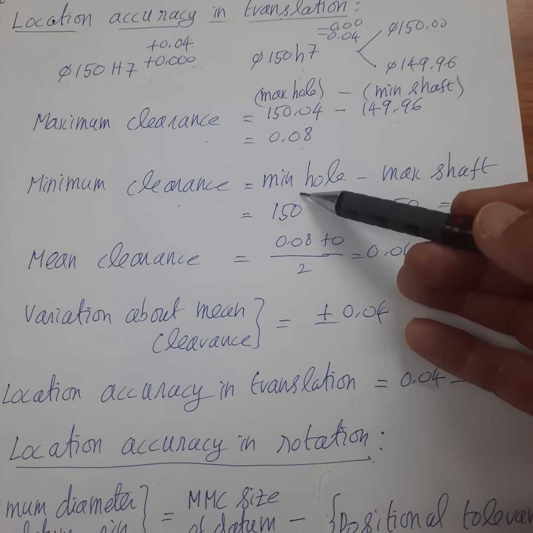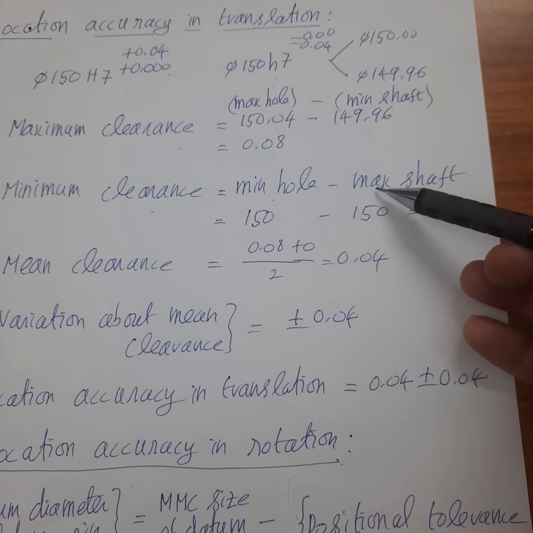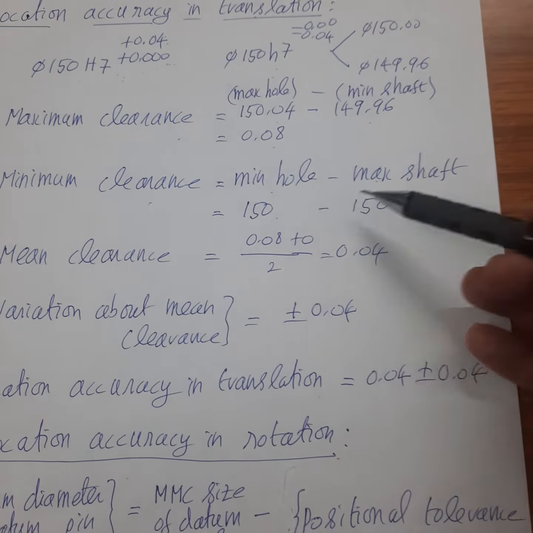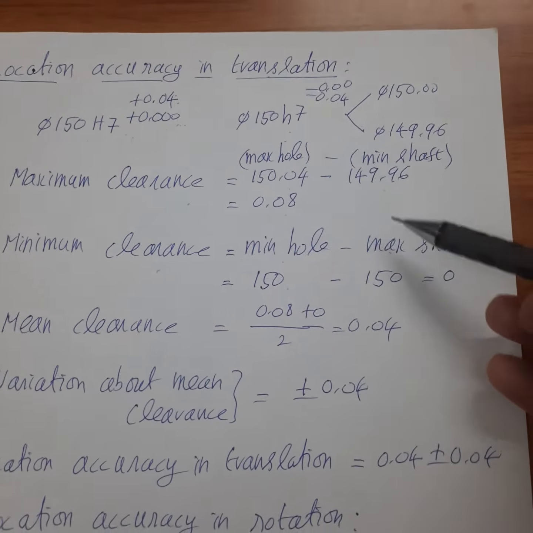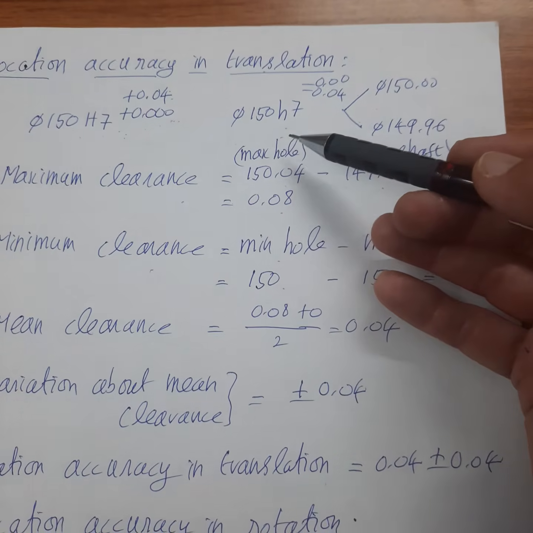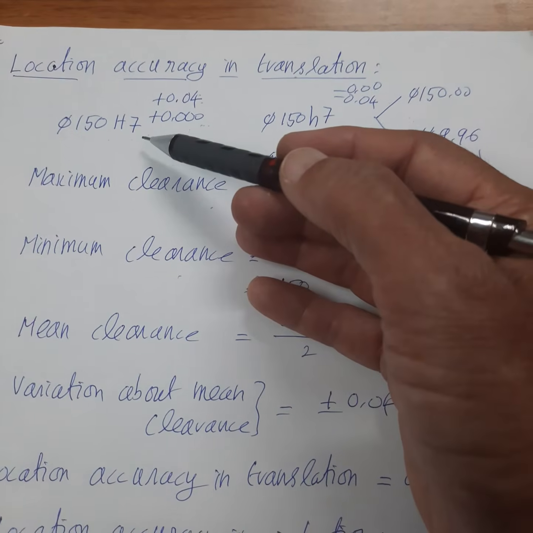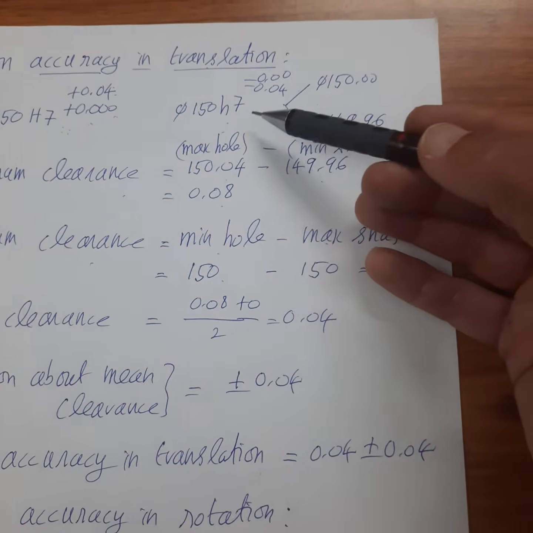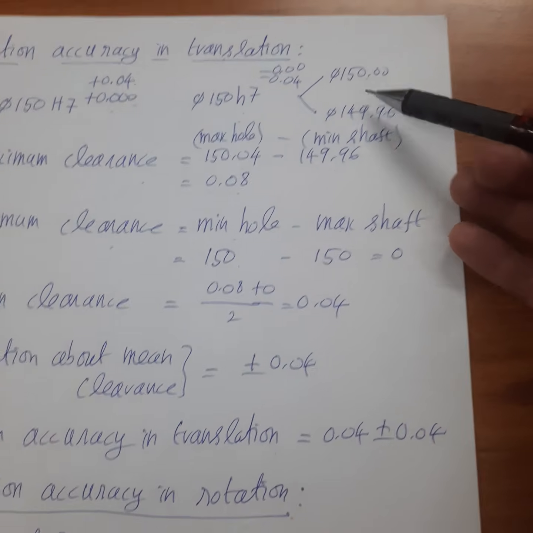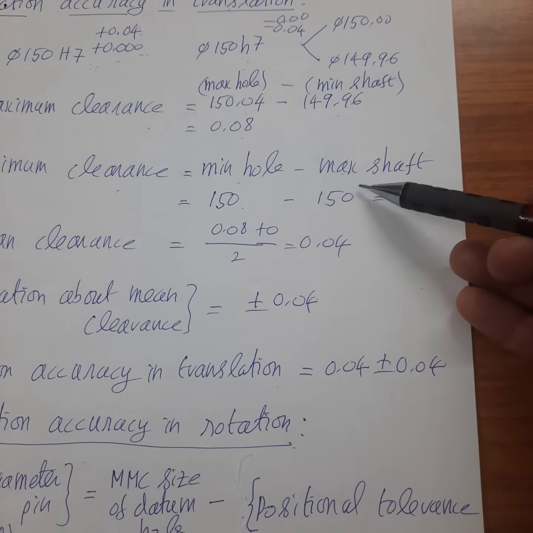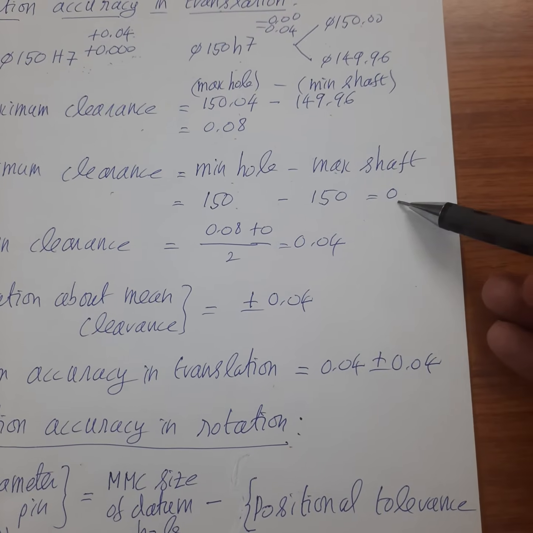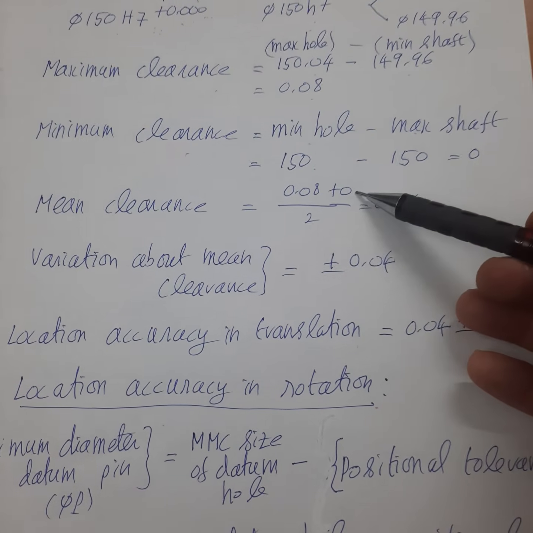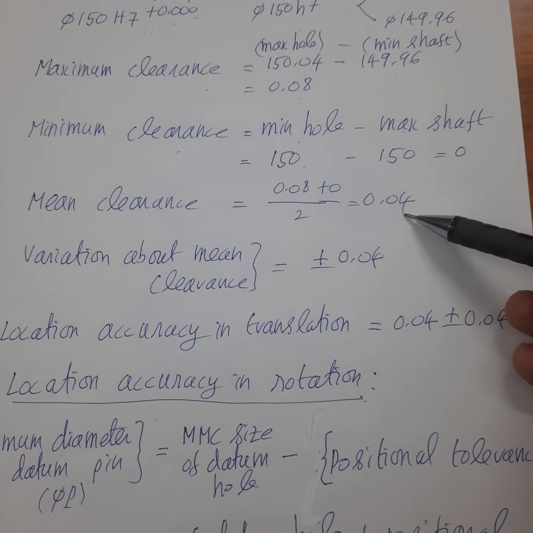The minimum clearance results by assembling a minimum hole with a maximum shaft. So the minimum hole size is 150, the maximum shaft size is again 150. So when you assemble a minimum hole with a maximum shaft, the resulting clearance is 0. So the mean clearance is 0.08 plus 0 by 2, you are getting 0.04.